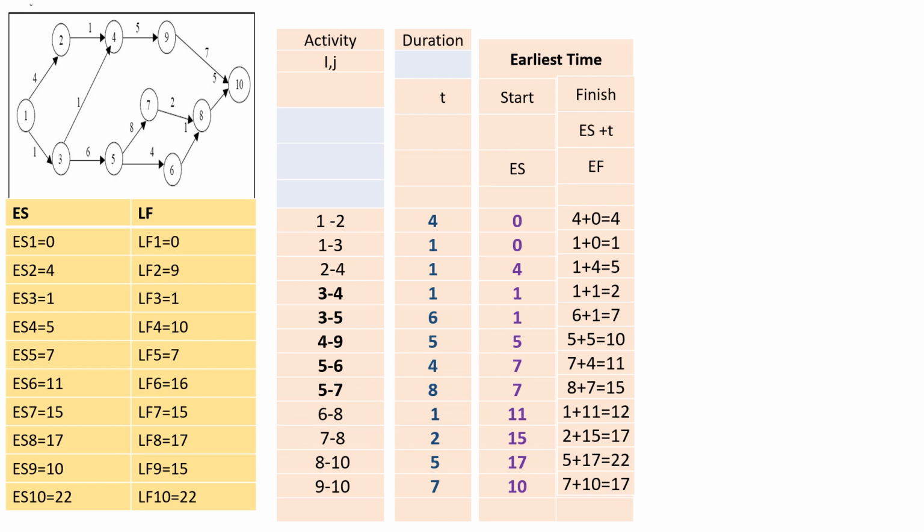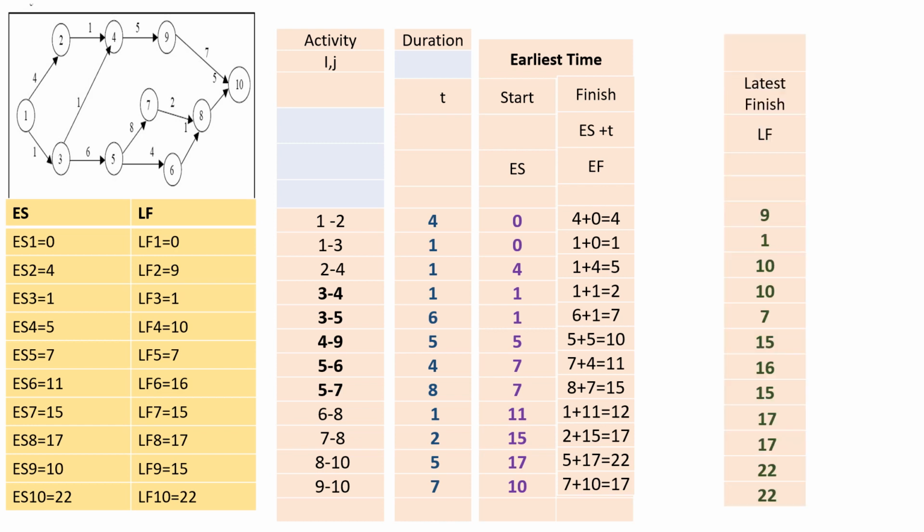We then calculate early finish time or EF for all the activities. The formula to calculate early finish time or EF is ES plus T. So for activity 1 to 2, ES is 0, T is 4. Therefore, EF is 4 plus 0 equals 4. For activity 1 to 3, ES is 0, T is 1. So EF is 1 plus 0 equals 1. In this manner, we calculate EF for all the activities of the project.